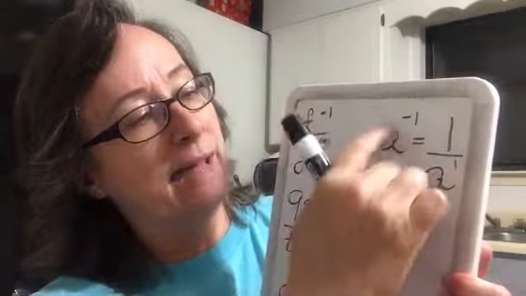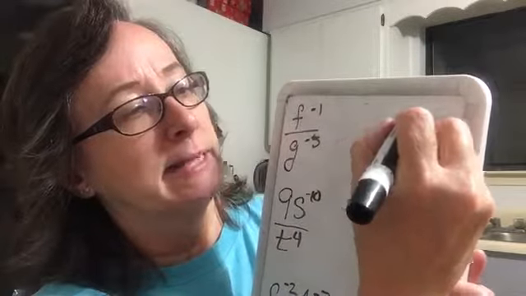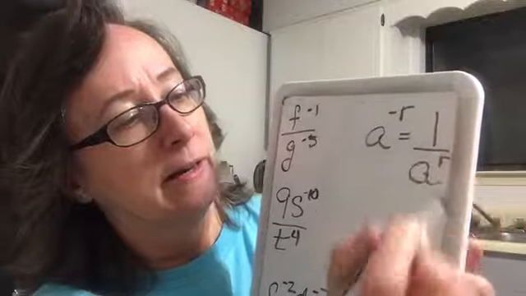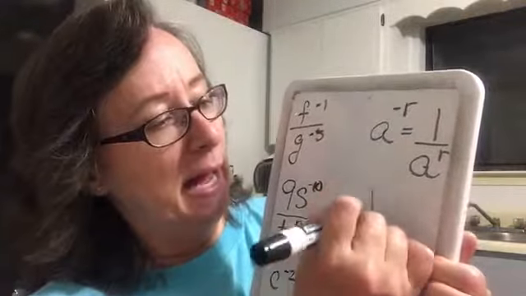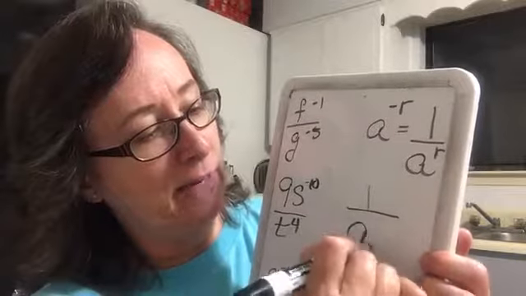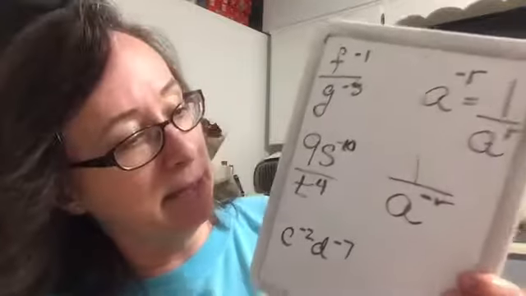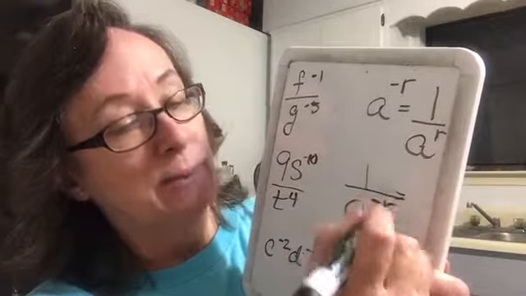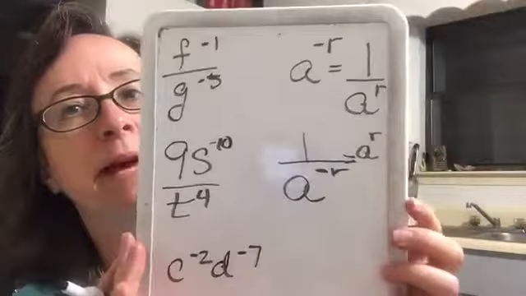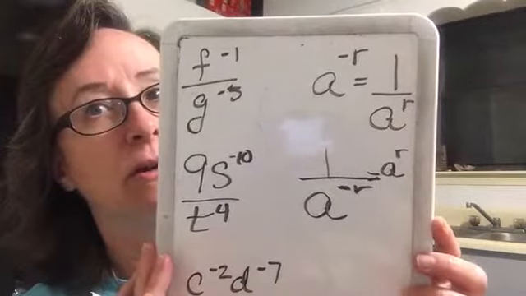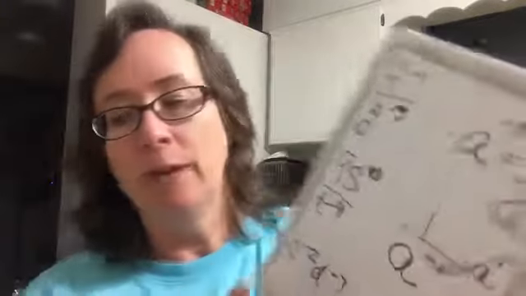In other words, I have to send it downstairs. So if we make this an a to the r, then we get 1 over a to the r. Likewise, if I happen to have a negative exponent down below in the denominator, I would send it upstairs. So it doesn't matter whether it is already downstairs or upstairs, we have to send it the other direction.